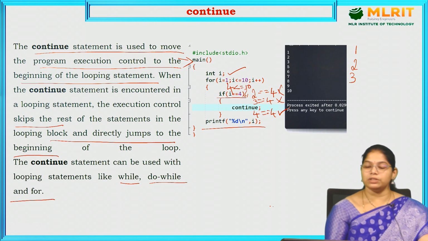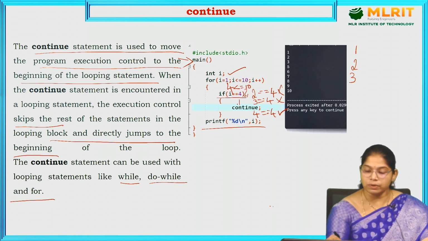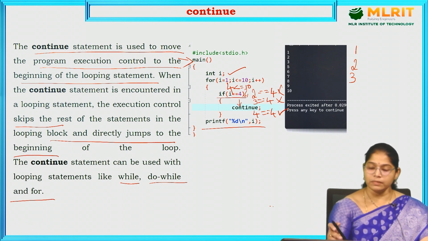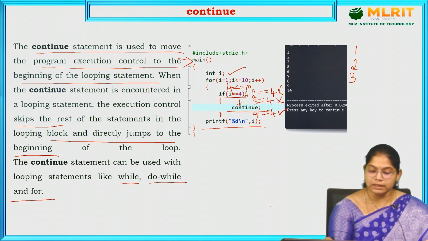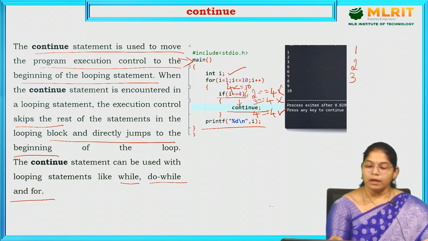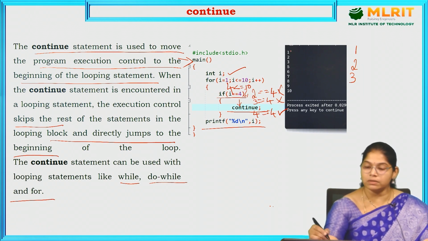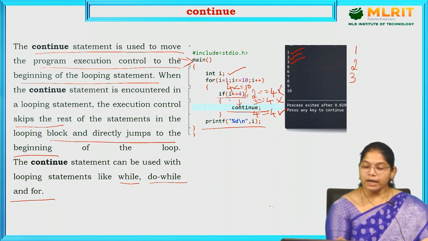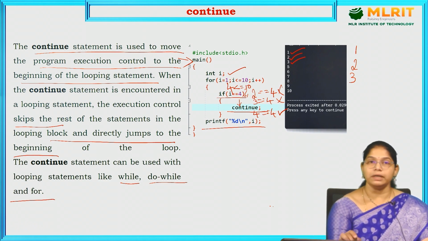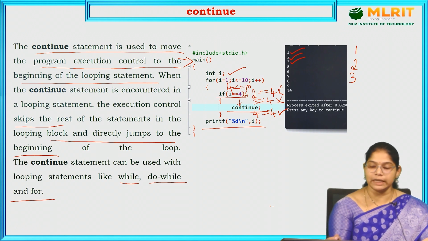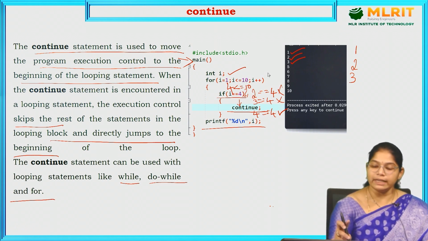Now the condition is true. If the condition is true, it has to continue. That means when this continue is encountered, it has to skip that current iteration, and the i value will get updated. It will not print 4. If you observe in the console window, 1, 2, 3, when i equal to 4, that particular iteration got skipped and the i value gets updated.